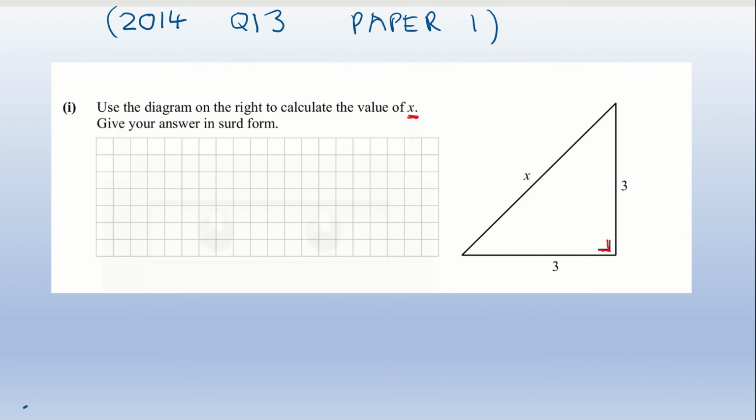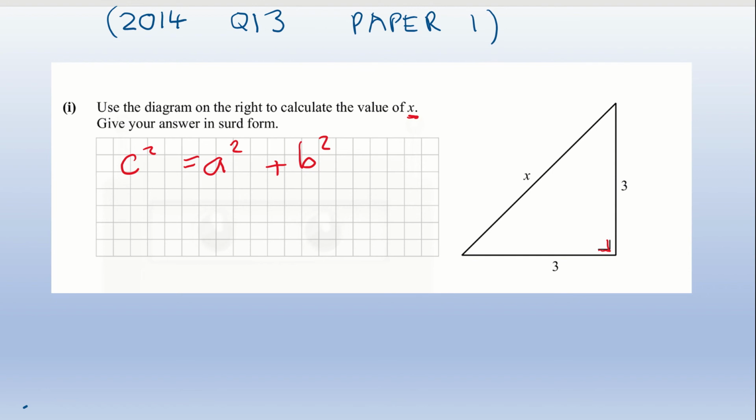So we're not dealing with any angles. We're just dealing with our sides. So if I write down what Pythagoras' theorem actually is, it might be able to help us out to find out what x actually is. So if I write down that my c squared is equal to my a squared plus b squared, that's the first line of my Pythagoras' theorem.